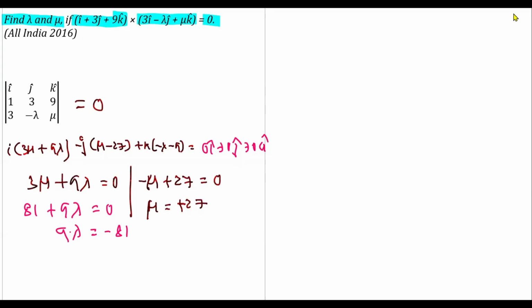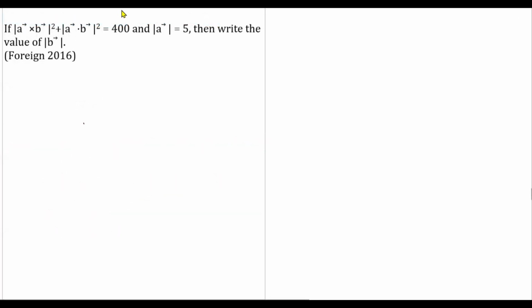So now we get lambda here. Transposing 9 to the other side, it will be minus 9, 81 divided by 9. So we can now say that lambda is minus 9, and the value of nu is positive 27.